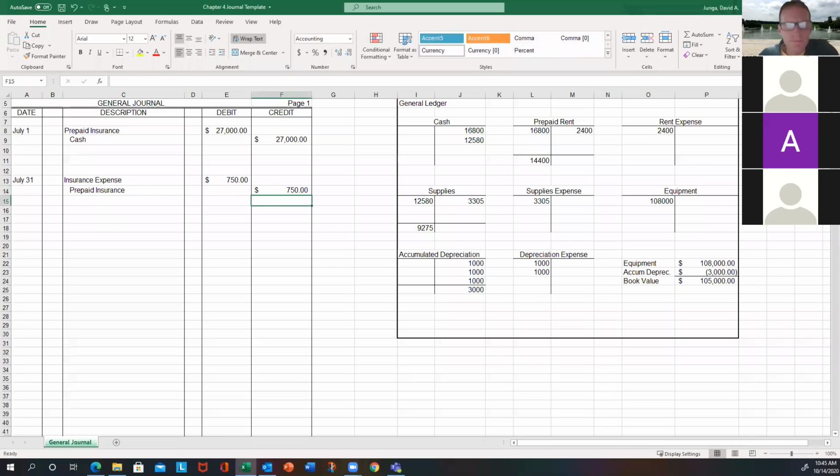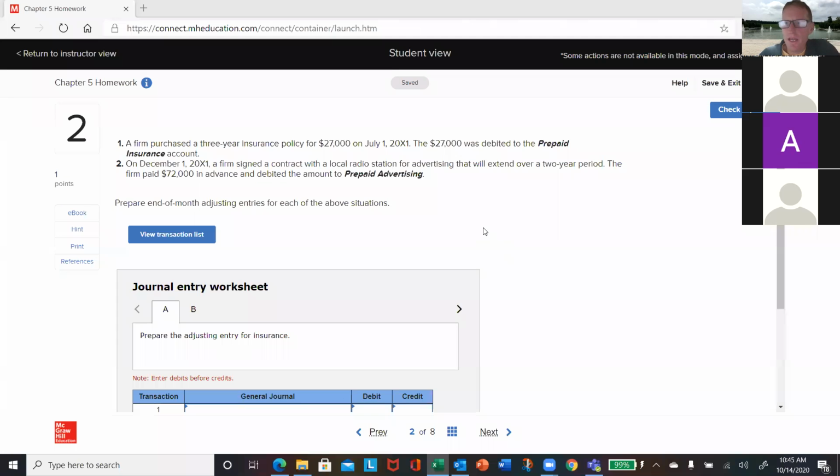Because we have to look at what they call time period assumptions. If this problem had said prepare the year-end adjustment and you wanted a whole year, you could just take 27,000 and divide by 3. But they wanted you to break up this amount by month, not by year. So since it's 3 years, just take 3 times 12 and divide by 36.